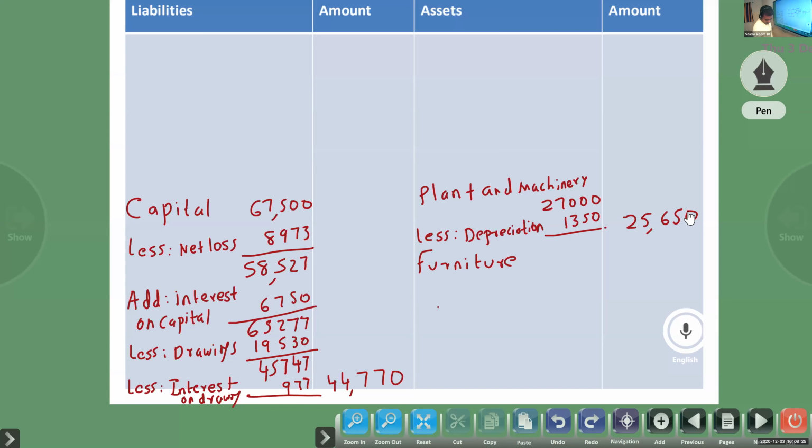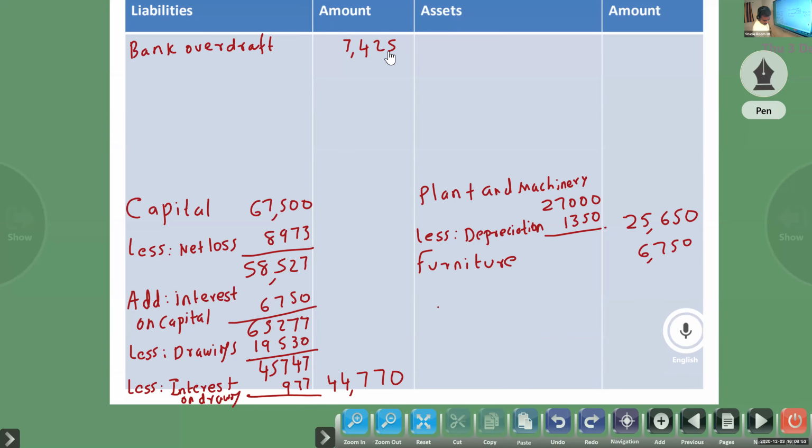Next, furniture, no adjustment, the same amount we can write 6,750. Next, bank overdraft, that is a balance sheet liability. So it is given credit, 7,425.